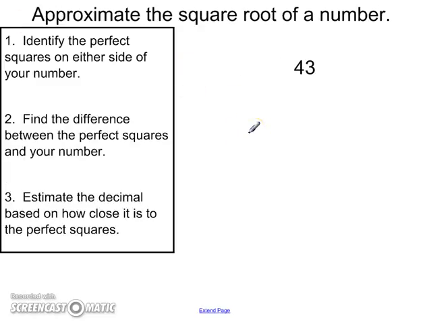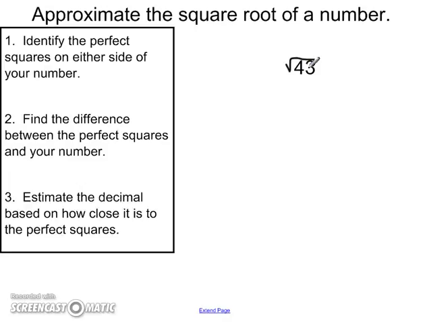Okay, so now we take it to the next step, and we're going to try to find an approximate decimal value for the square root of 43. Okay? So now we're going to do what we did before. We're going to say, okay, we are taking the approximate square root of 43. Now we want to try to find ourselves an actual decimal value.